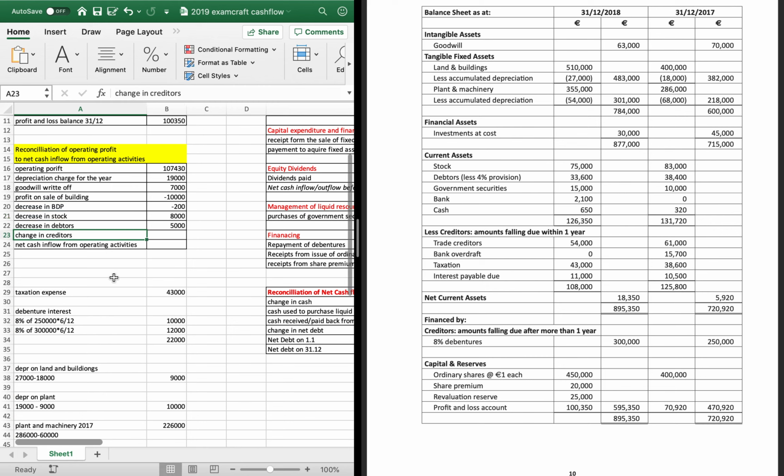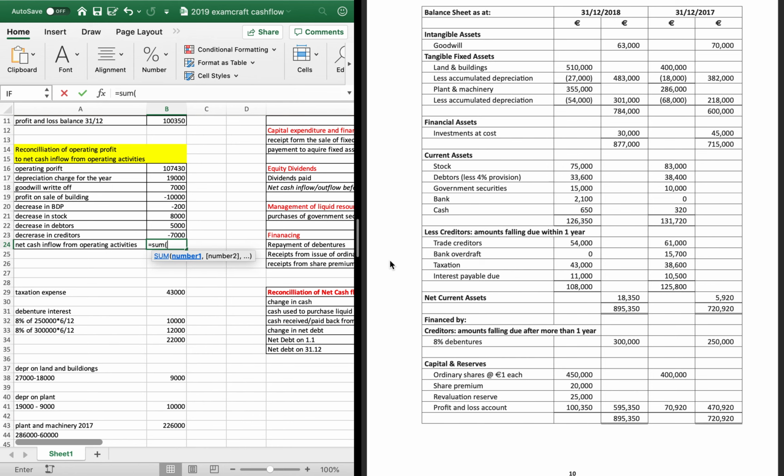Creditors has gone down as well. Now creditors is the opposite rule to debtors and stock. If creditors goes down, you've paid them off. Creditors are people we owe money to. So we owed 61,000 at the start of the year. We owe 54,000 at the end of the year. So if creditors has gone down, cash has also gone down. So creditors gone down by 7,000, so cash goes down by 7,000.